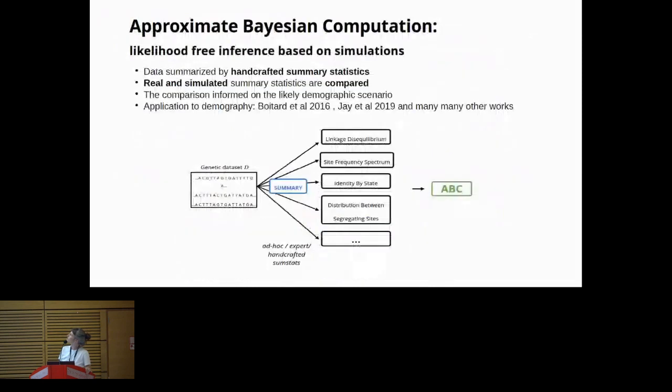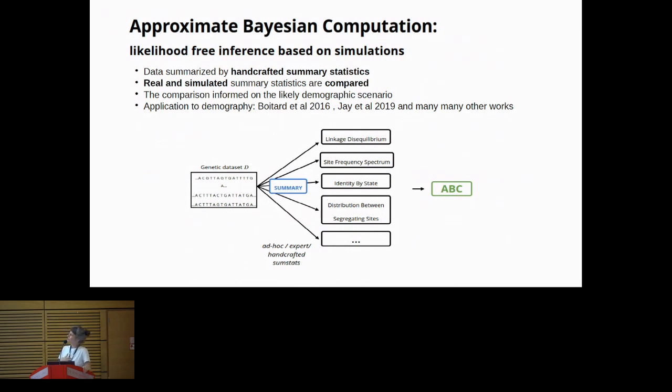demographic history. Okay, and so what has been done a lot for the past 20 years, maybe, in population genetics, is to summarize the dataset, which is very large, into a small subset of summary statistics, and to do inference using these summaries of the data.